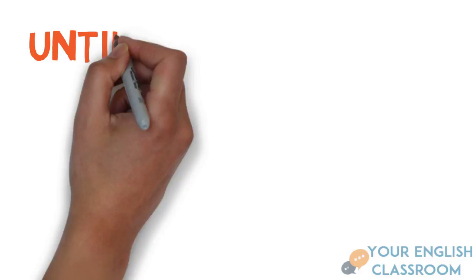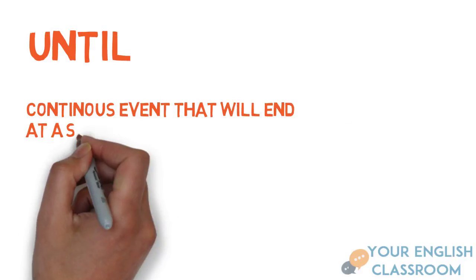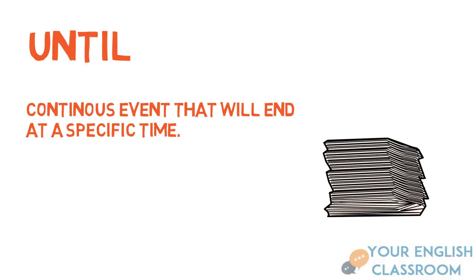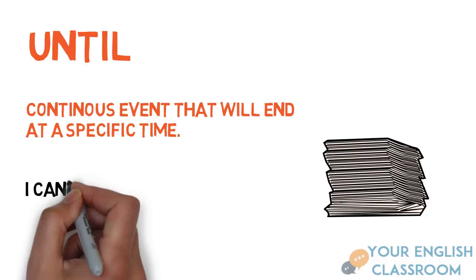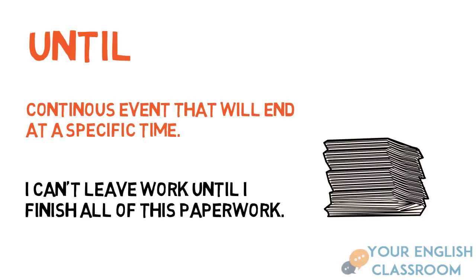Okay, the next preposition, until. Now, until is a continuous event that will end at a specific time. So when we've got a backlog of paperwork or we've got work to do, we'll say, I can't leave work until I finish all of this paperwork. Oh well. So you've got loads of paperwork, lots of work to do, but you can't leave until you finish it all.